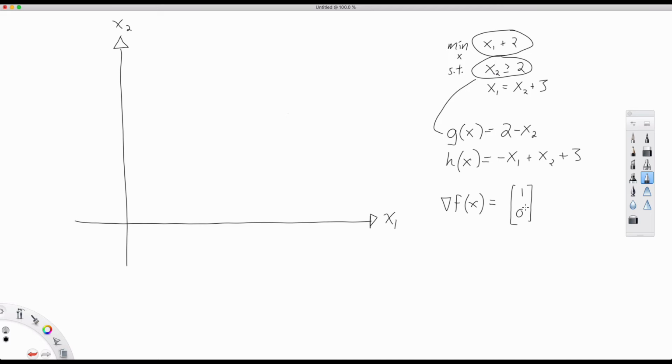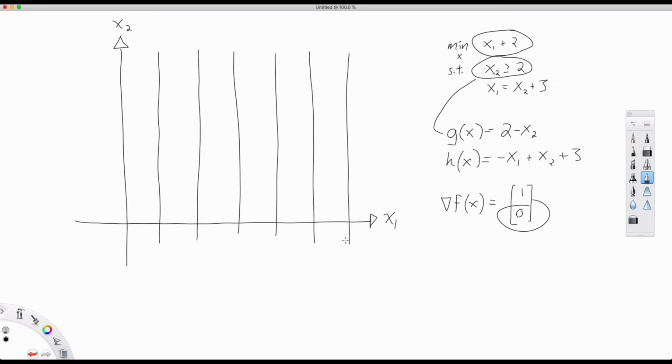With this information, we can start to visualize what the objective function looks like. Let's sketch out some level sets of the objective function. It is not going to be changing at all in the x2 direction. So we're going to have level sets that are vertical lines.